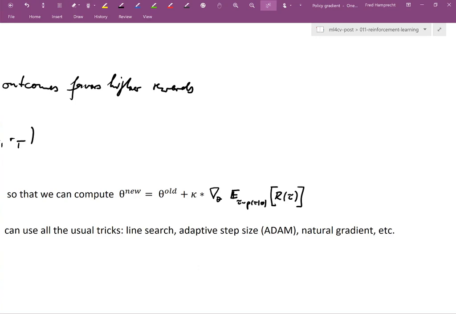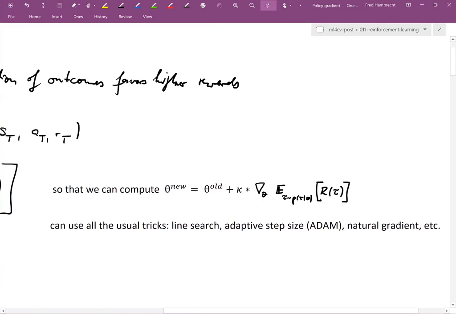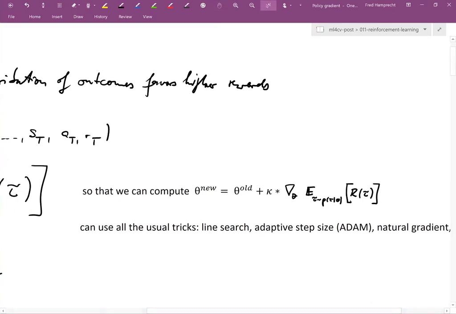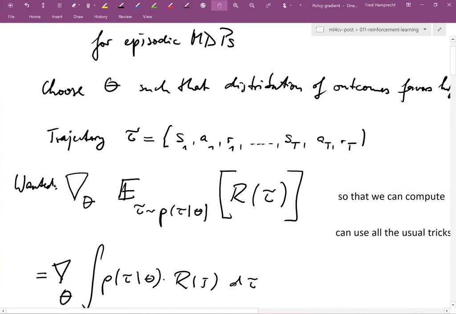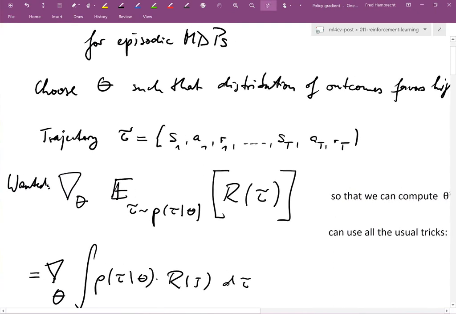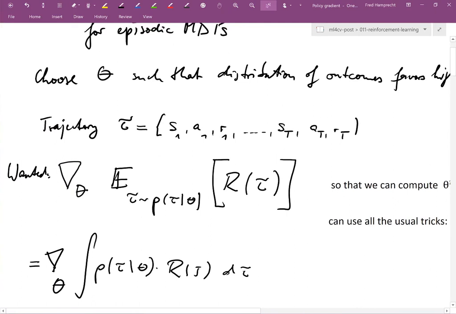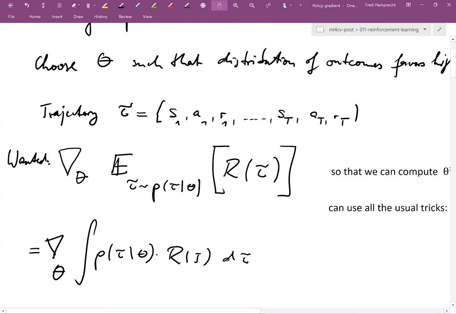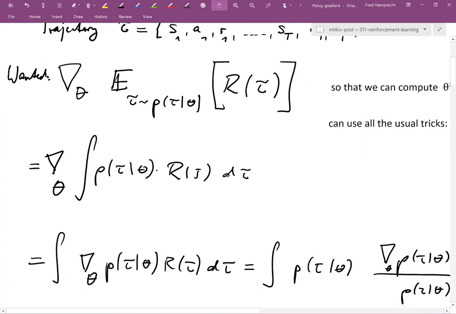So adaptive step size control is important, and you can use things like Adam. It also helps to use not the gradient but the natural gradient. So many of the things that we've seen also apply in this setting. But now we need to estimate this gradient of the expected reward first. So this is just the definition here. We compute the expected reward, and here we have a probability of trajectories given a specific parameterization.